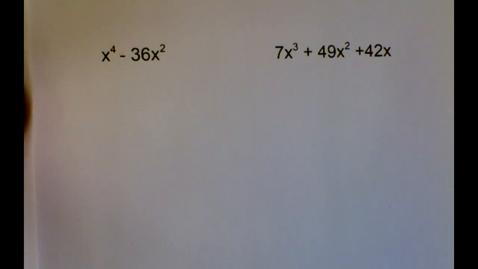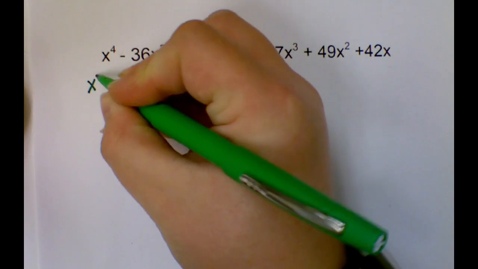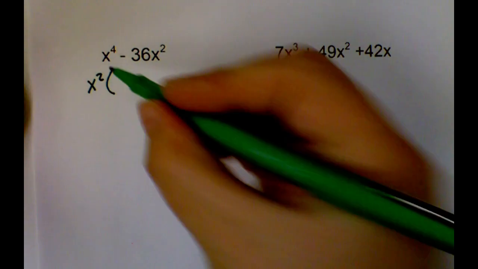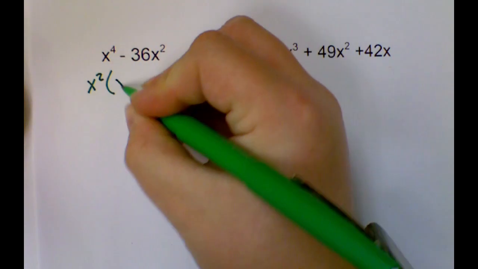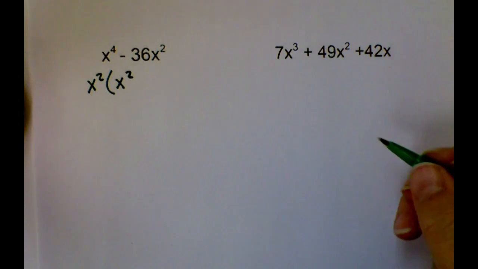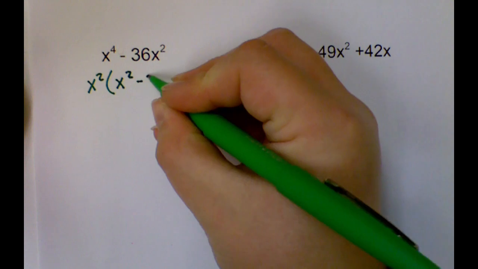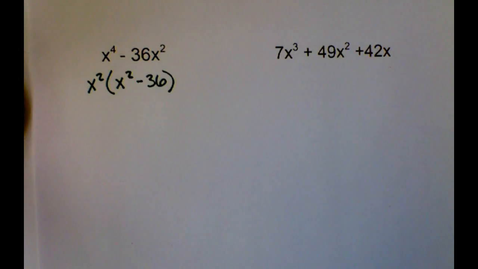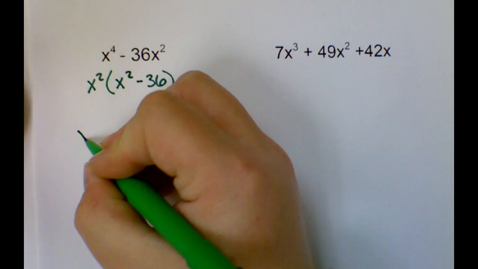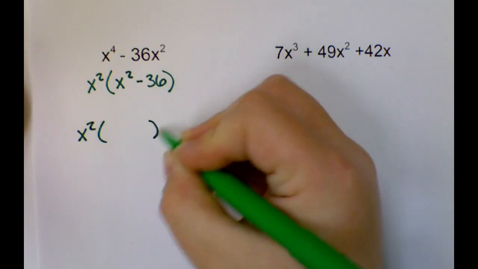All right, for our next example, x to the 4th power minus 36x squared. Your GCF can involve x's. I can take an x squared out of both of these terms. If I take x squared out of x to the 4th power, I'm left with x squared. If I take x squared out of 36x squared, I'm left with 36. So my x squared is coming along for the ride now.